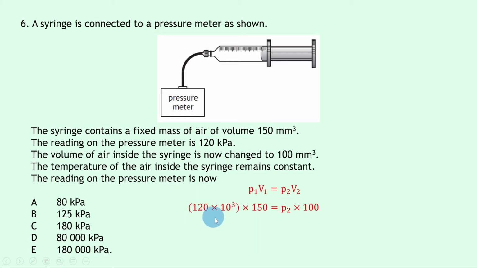So we have 120 times 10 to the 3 for P1, which is the 120 kilopascals converted into pascals, times the 150 for the millimeters cubed, is equal to P2 times the 100 millimeters cubed. And we can then do the left-hand side in your calculator and then divide it by 100 to get P2 on its own, which gives an answer of P2 equals 1.8 times 10 to the 5 pascals, or in other words 180,000 pascals, which is the same as 180 kilopascals. So this gives an answer of C.